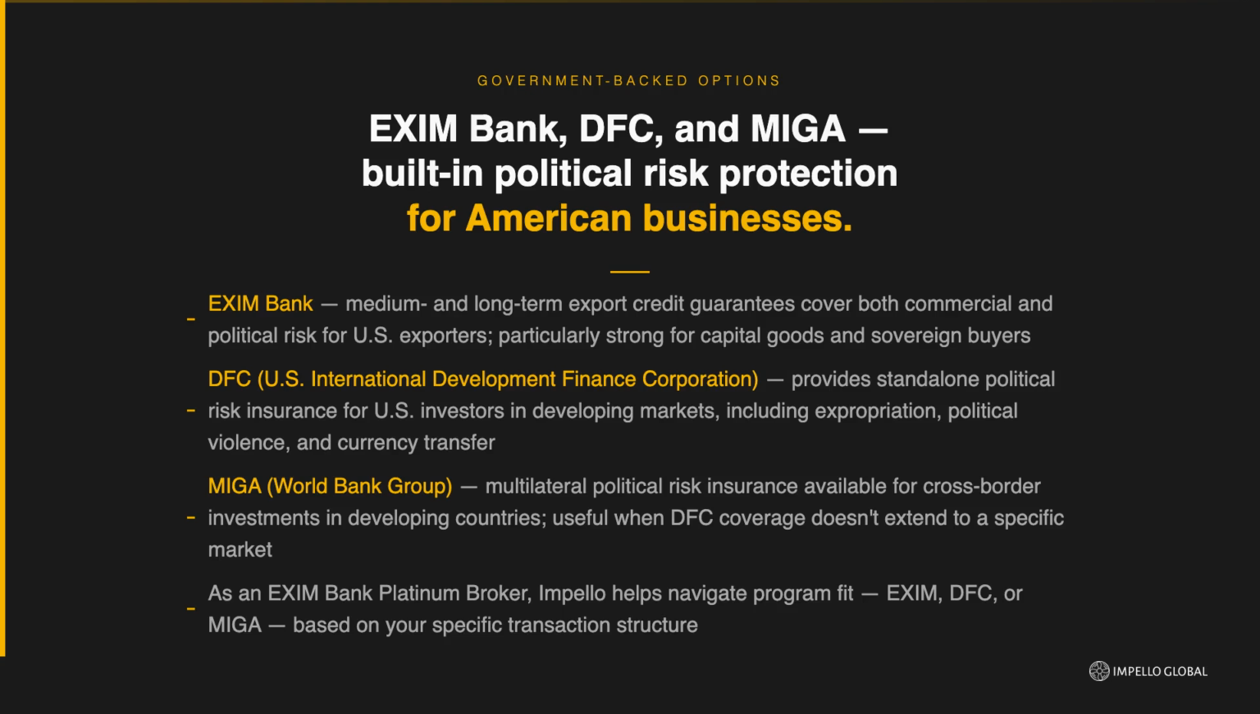For U.S. businesses specifically, there are 3 government-backed programs worth knowing. EXIM Bank, which we covered in an earlier episode, offers medium and long-term export credit guarantees that cover both commercial and political risk. If you're selling capital goods or services to a sovereign or quasi-sovereign buyer abroad, EXIM Bank's guarantee programs are often the most cost-effective political risk protection available, and they also enable your bank to finance the transaction.